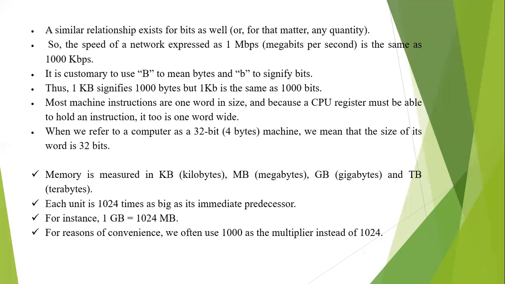What is 2 to the power of 0? Anything to the power of 0 mathematically is equal to 1. 2 to the power of 0 is equal to 1. 2 to the power of 1 is equal to 2. 2 to the power of 2 is equal to 4. So memory is in terms of powers of 2: 1, 2, 4, 8, 16, 32, 64, 128, 256, 512, 1024, 2048, 4096, 8192, 16,000 something, then 32,000 something. Memory is always in terms of powers of 2.